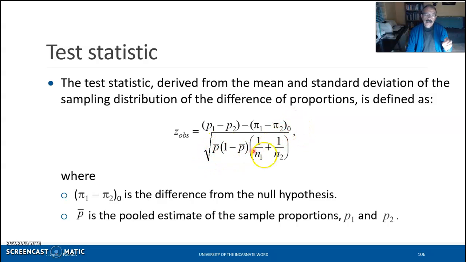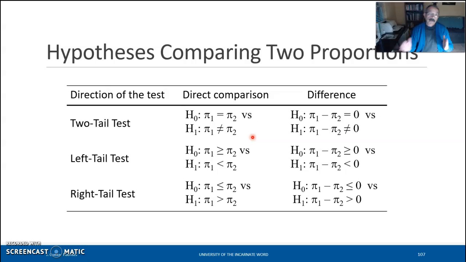And then to calculate the standard error, or the denominator of the test statistic, we use the pooled estimate of the proportion times the inverse of the sample sizes. So that's how we're going to calculate the test statistic. And because we're comparing two proportions for two independent populations, we're going to use the difference of the proportions to make an inference.